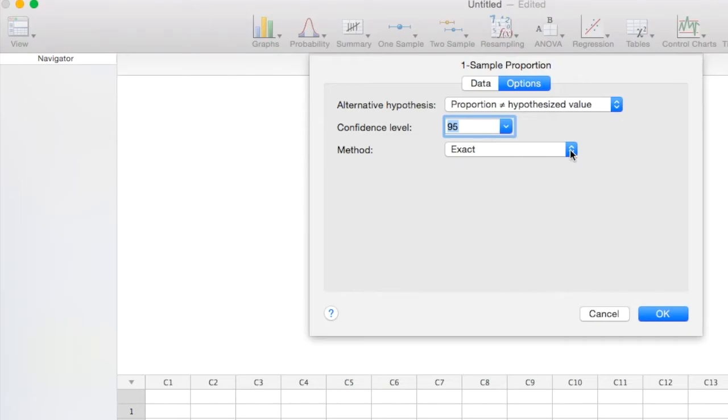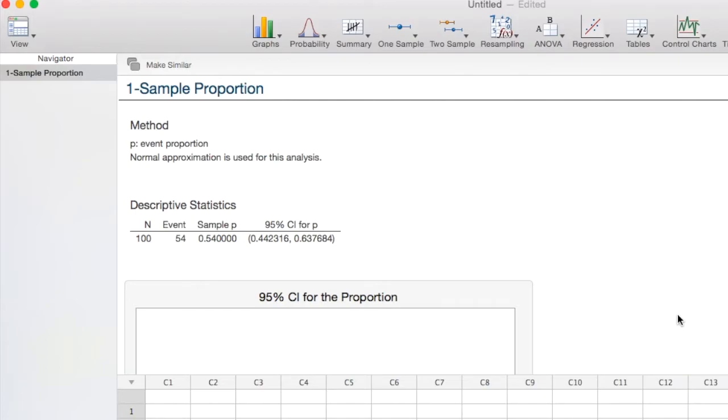Both n times p and n times 1 minus p were at least 10, so we need to change the method to the normal approximation method. When we click OK, we get a 95% confidence interval of p of 0.442 to 0.638. The confidence interval that you get using the normal approximation method in Minitab Express should match the one that you get using the hand calculations, also using the normal approximation method.